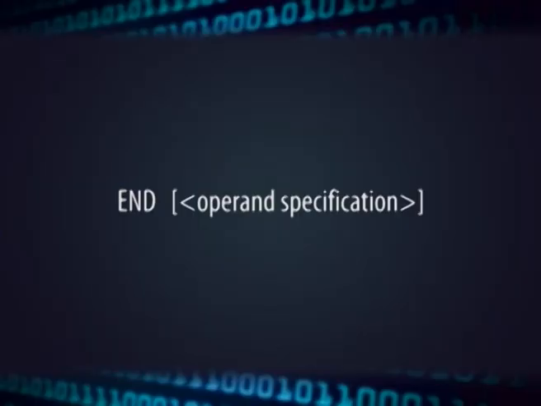The END directive is again followed by an operand specification, which is optional. Normally the END is a directive to the assembler that it is the end of the program. The END directive indicates the end of the source program. The optional operand specification indicates that the execution of the program should begin with the instruction whose address is specified by the operand specification after the program has ended.